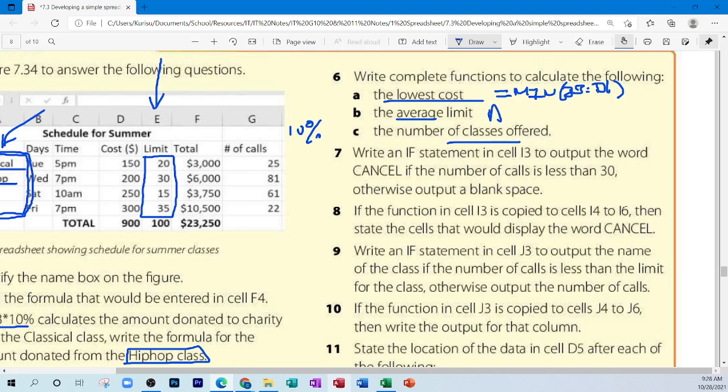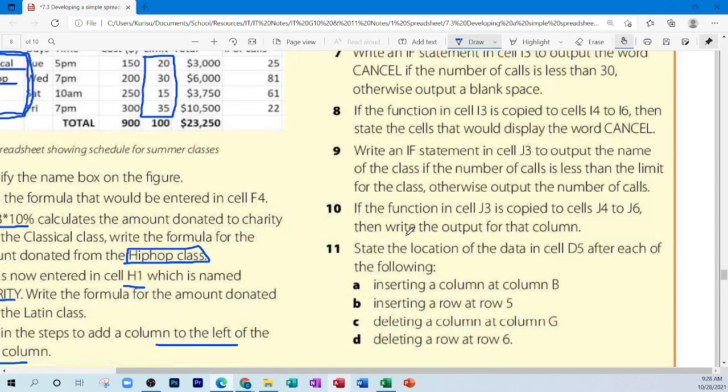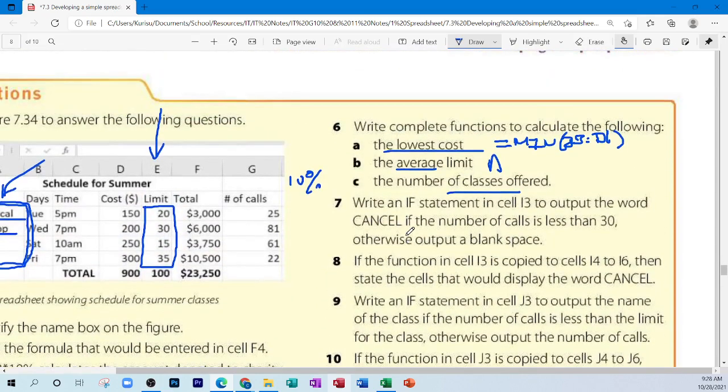So equal if open bracket G3 is less than 30, comma, open double apostrophe cancel close double apostrophe, comma, open double apostrophe close double apostrophe close brackets. The rest of you understand that? So I'll type it in the chat. I understood it, but it's if the rest of the class understood it. Yes, sir, I understood. So, well, let's break it down. So, good. You wrote it in the chat there for you guys, so that's the correct answer.